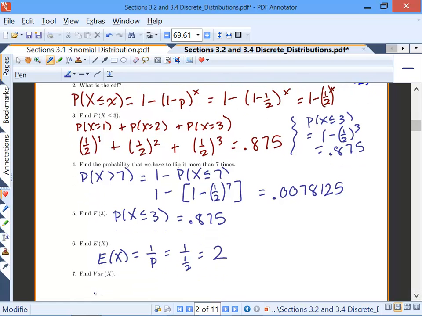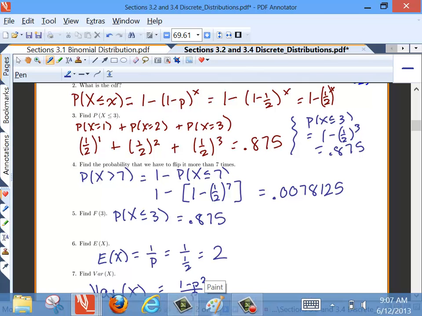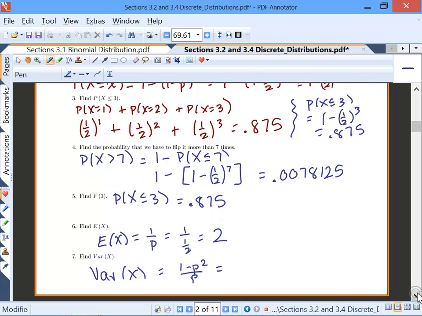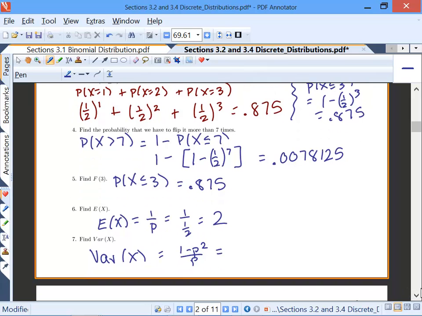And the variance is going to be 1 minus p over p squared, if you look up at your previous page. Okay, so 1 minus 1/2 over 1/2 squared. So it gives me 3/2. So my variance is 1.5.